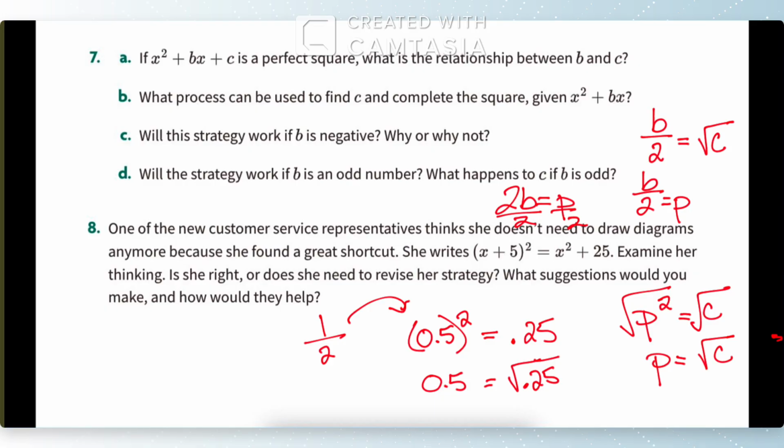One of the new customer representatives thinks they don't need to do the drawings anymore, so she writes this equation as the expansion of this problem. Explain to her if her thinking is right, or does she need to revise her strategy? So check out number 8, try to answer it on your own, share your answer with the people around you, and then you could jump into your homework for this lesson.